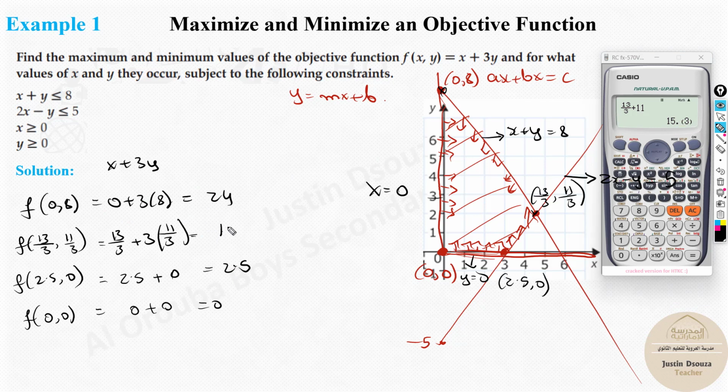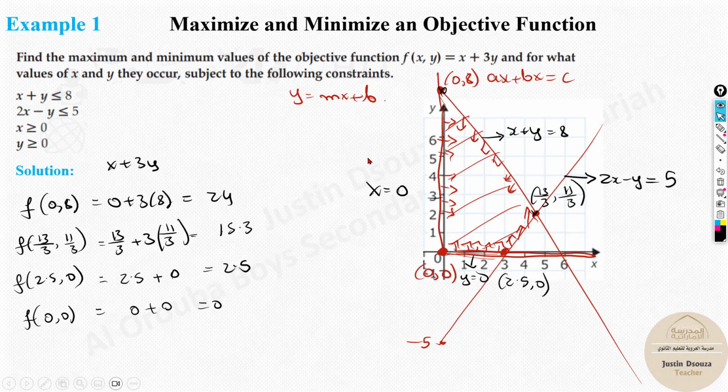It is not the maximum. The maximum will be obtained at 0,8 and the minimum is at 0,0. So these two are the solution regions. When x is 0, y is 8, and there you will get the maximum value. Whereas when x is 0 and y is 0, you will get the minimum value of 0. So by comparing all the four vertex points, we can easily get the maximum and the minimum.